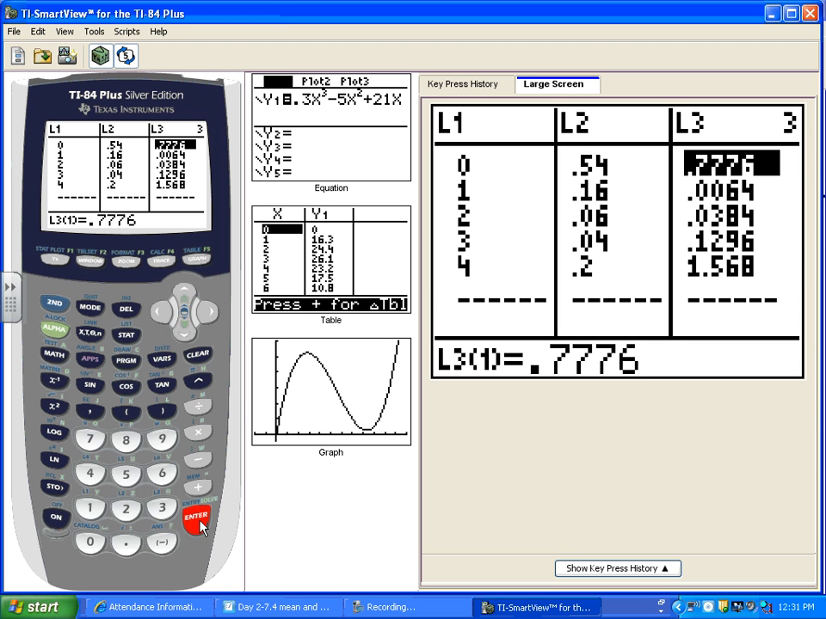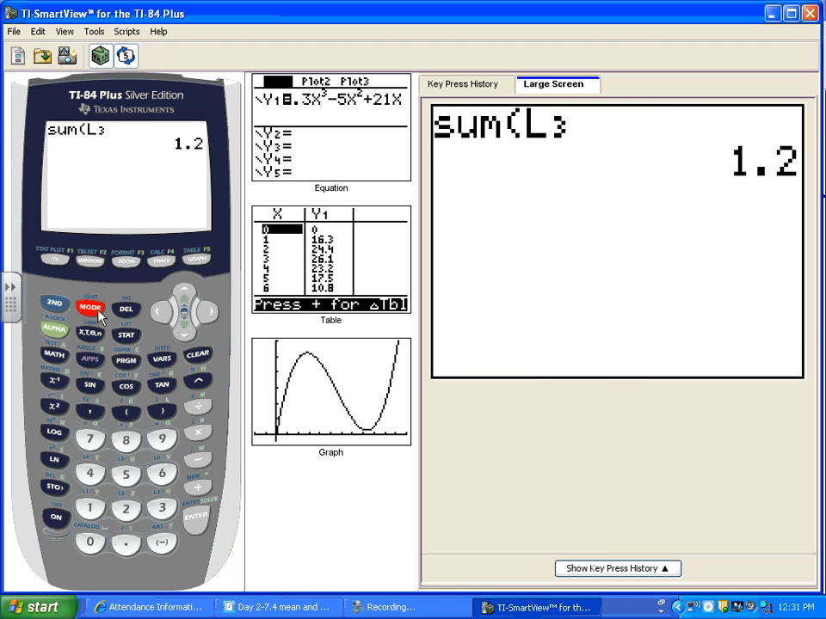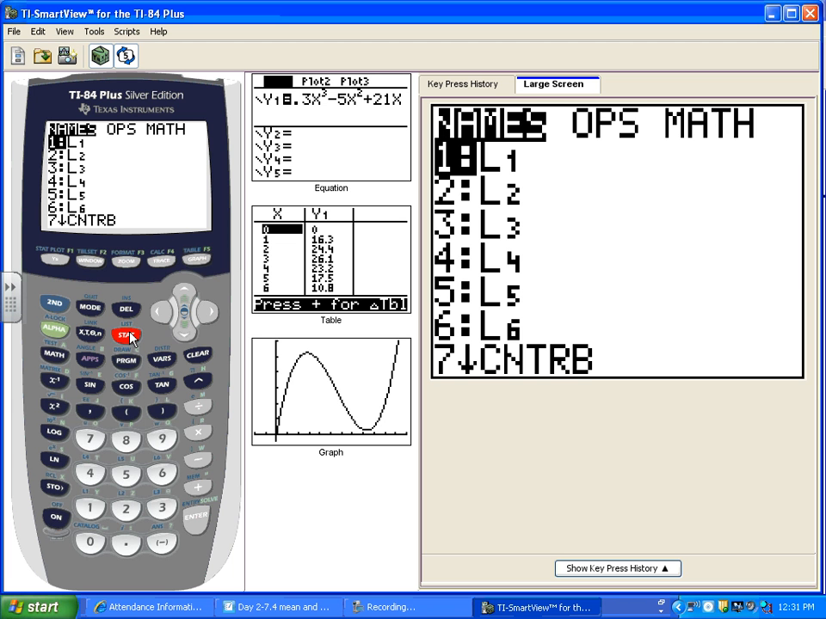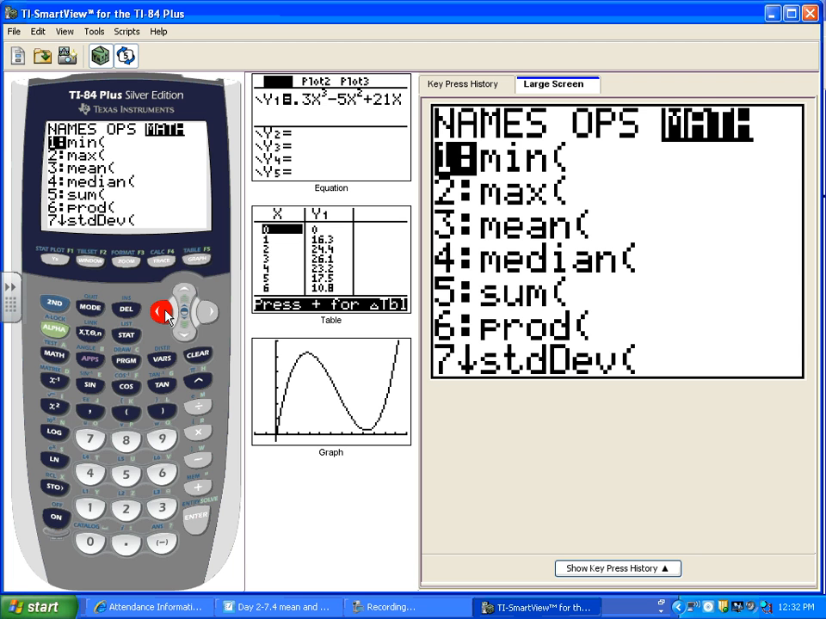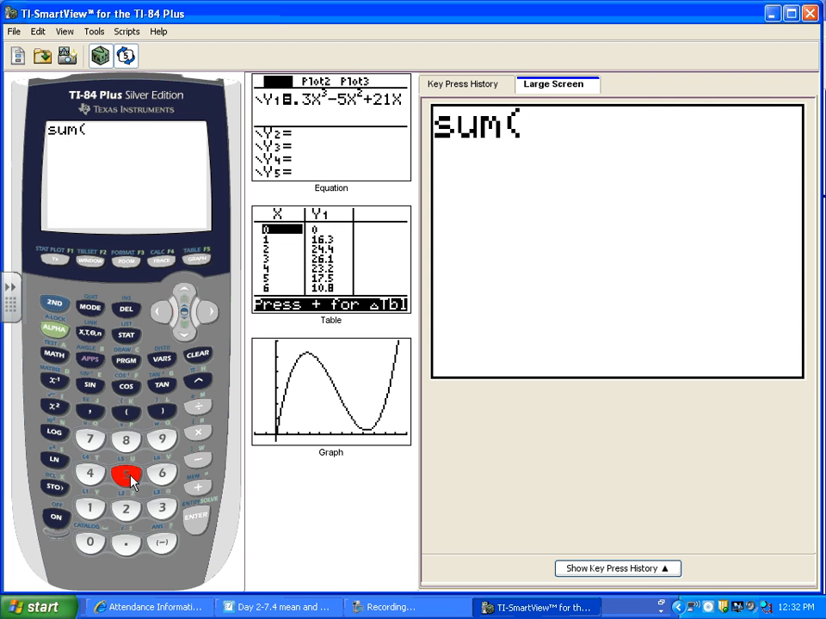What do I need to do from that? Square root of the variance. How do we sum it? You go second stat, which gets you to the list. You go over to math, and I believe it's option number 5. And we want to sum list 3. 2.52, that is your variance. To get your standard deviation, you square root the variance.